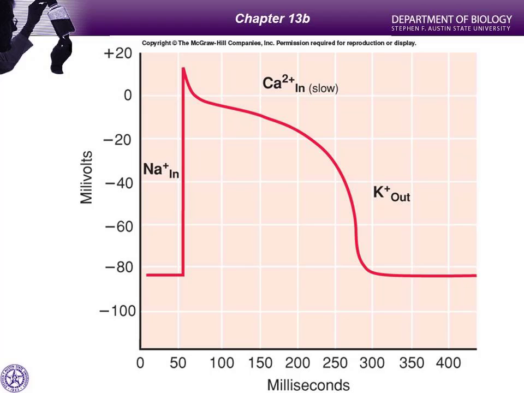But this flat shoulder, this flat plateau, is due to the potassium channels continuing to be open, but additional calcium channels opening. And that opening of those channels in this plateau allows for a longer, more sustained contraction. Because the heart's going to try to squeeze the right amount of blood out with every beat, with every contraction.